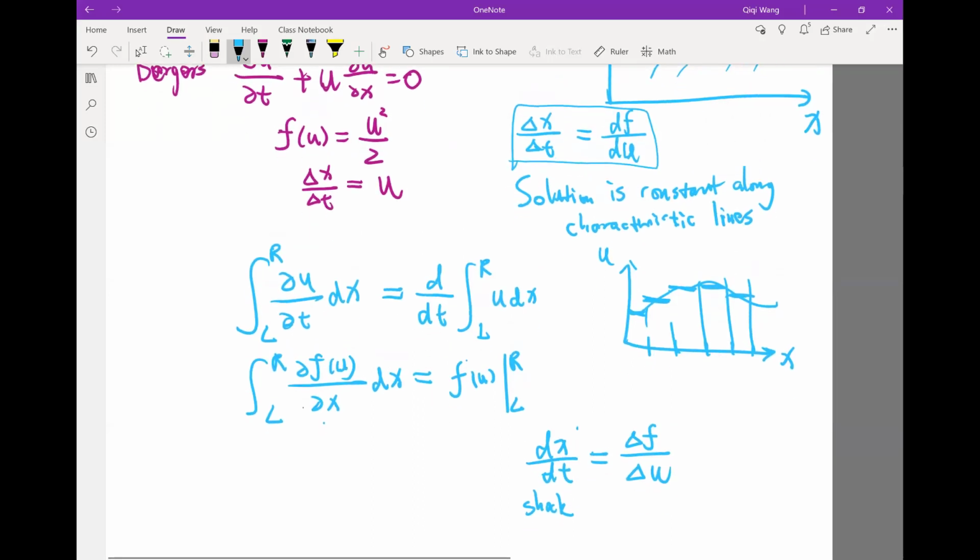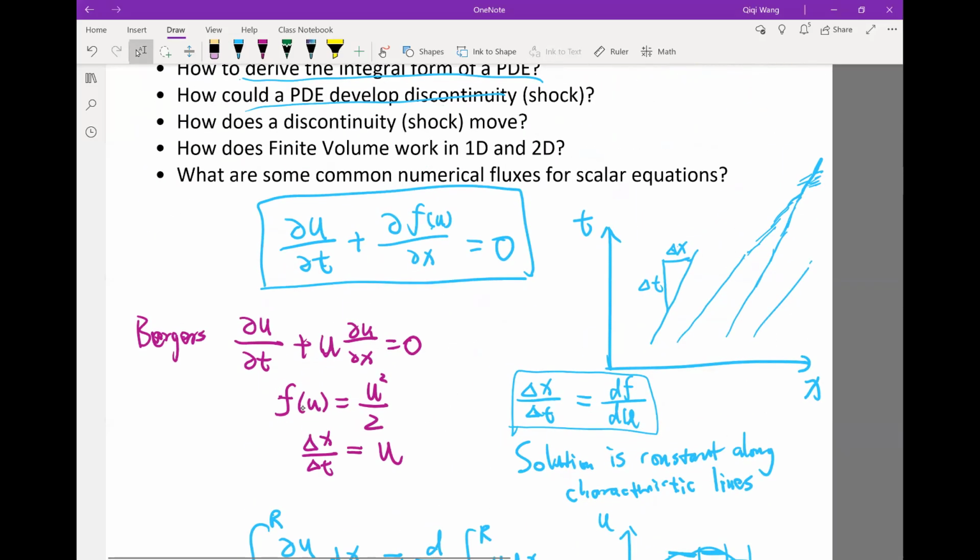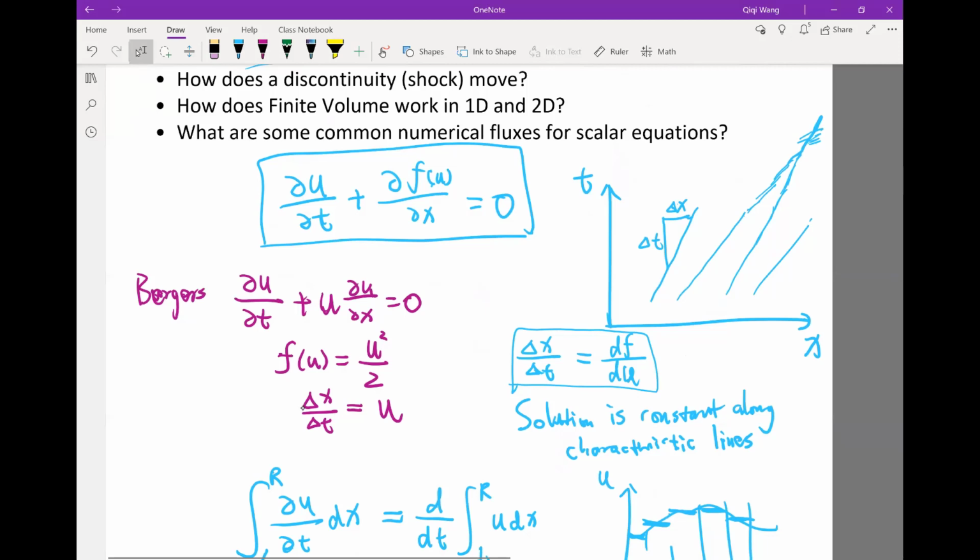For df/du, I'm looking at a smooth region of the solution. Here I'm looking at a discontinuous shock. So delta f is the difference in the flux across the shock, and delta u is the difference in the solution across the shock. All right, and just a simple conceptual knowledge of how finite volumes work in 1 and 2 dimensions is good to know.